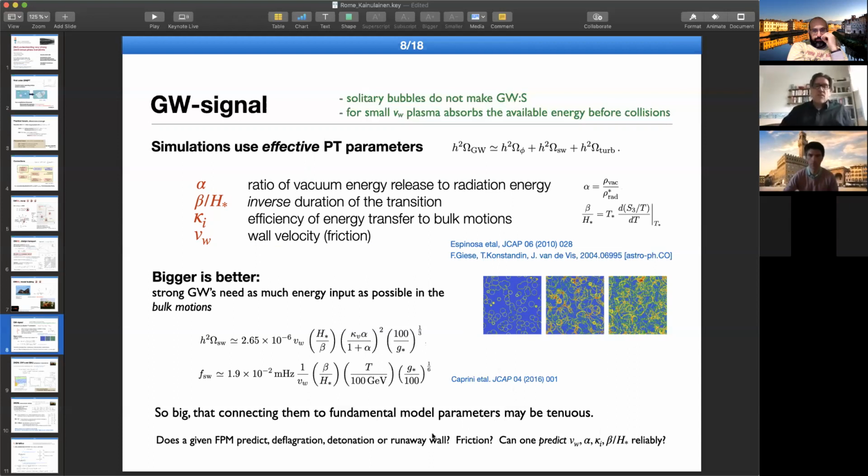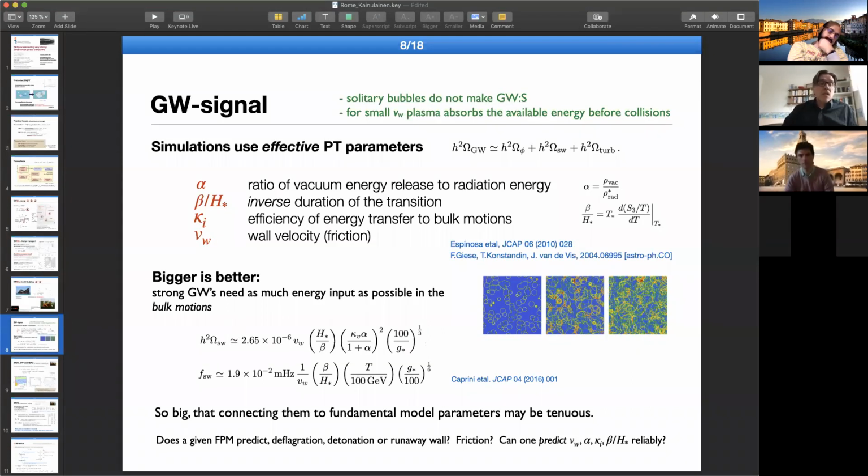So can we really connect them to fundamental model parameters? This may be somewhat tenuous. Does a given fundamental model parameter set predict whether you have a deflagration, detonation, or runaway? Can you compute the friction? Can you really predict these numbers that are being used to get the gravitational wave signal? Because if you can't, then you can't make the connection.